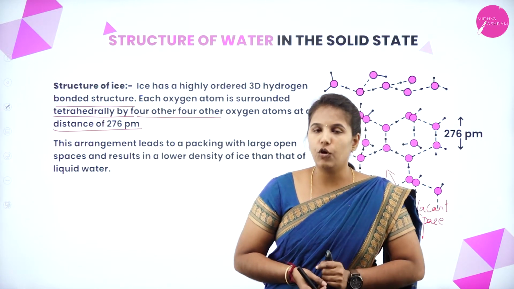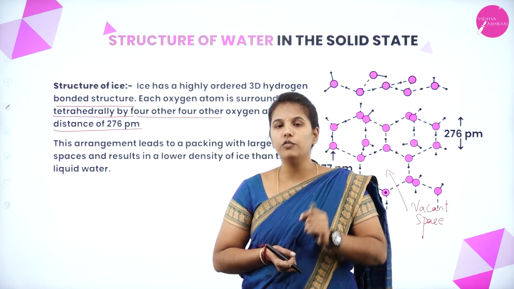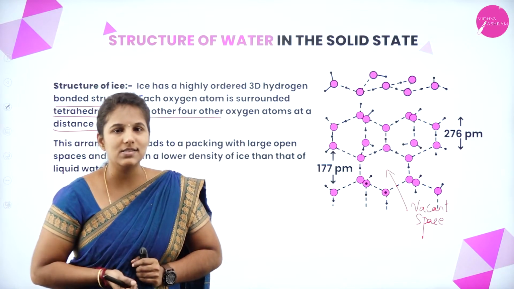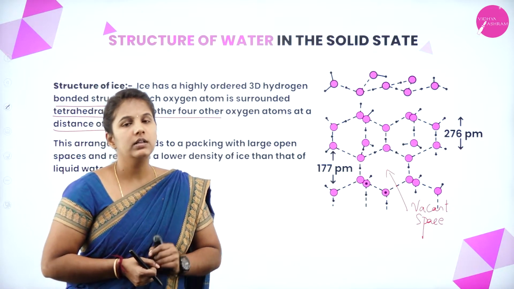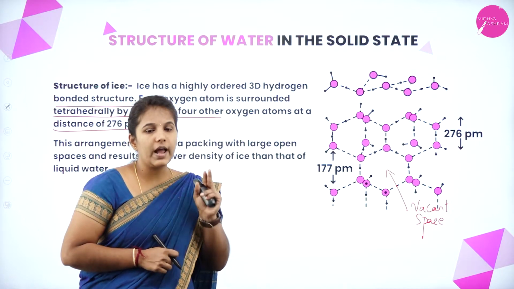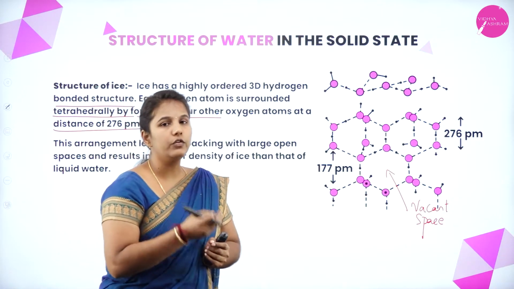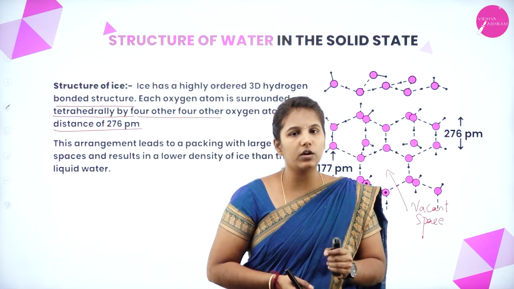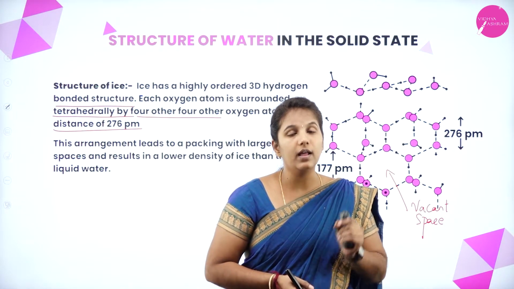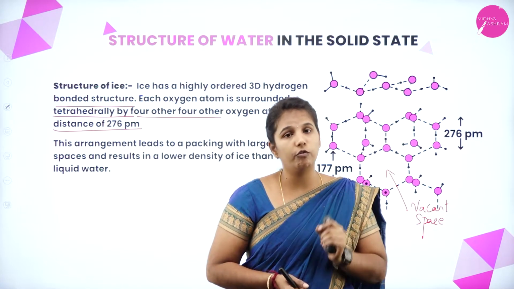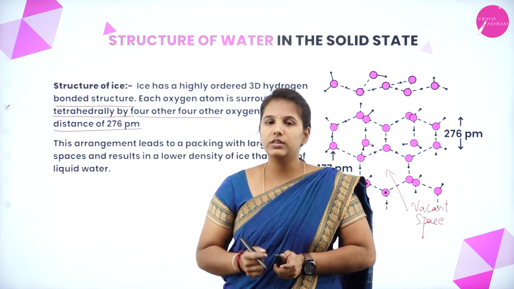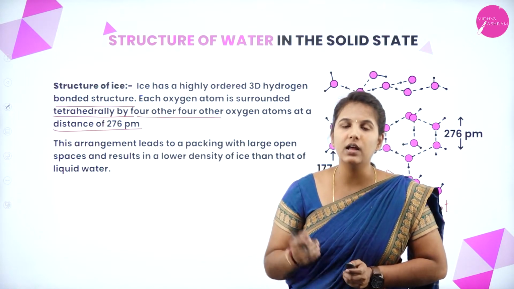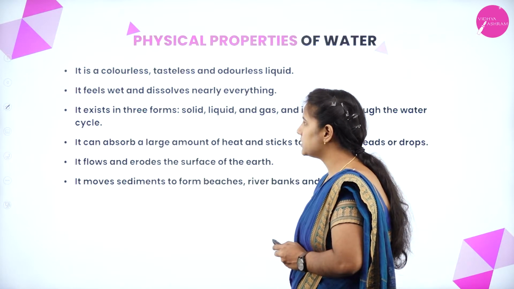Remember, the water structure also consists of vacant spaces, which are also known as what? Interstitial sites. But we all know that when you put ice cubes in water, they float over the water. Do you know why? Because the density of ice is lower than that of the water. That is why the ice floats over the water. So this is the structure of water in the gas phase as well as in the ice form, that is, in the solid state.